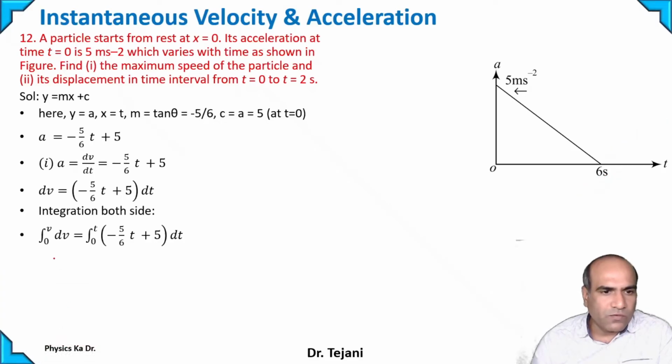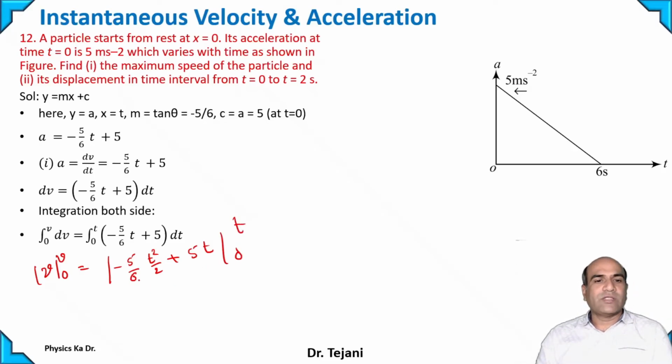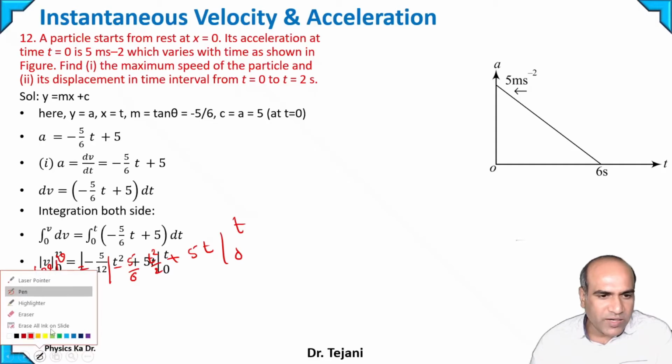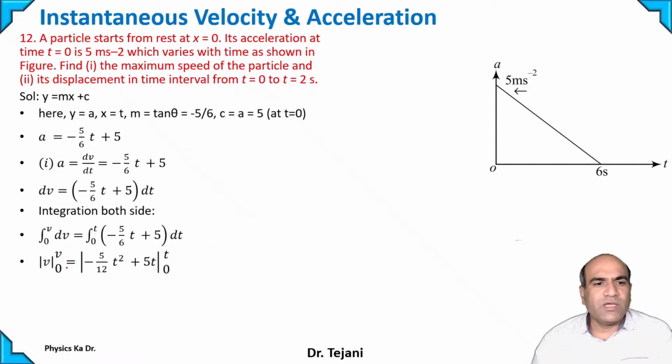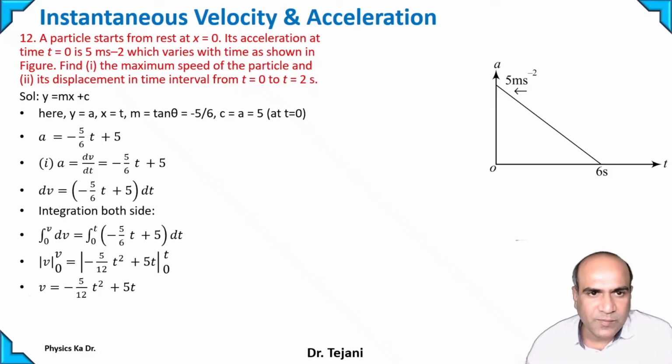So now what is here? Integration of dv from 0 to v is equal to integration of minus 5 by 6 t square by 2 plus 5t, from 0 to t. So that becomes 12. You can compare with this, put this value here, so it becomes v is equal to minus 5 by 12 t square plus 5t. So we got this equation.